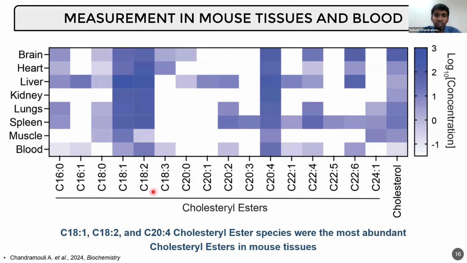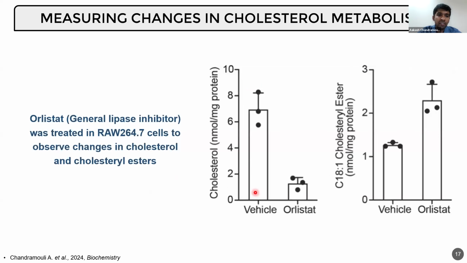So right now, we know that we have profiled the different species. We also wanted to confirm that our method is capable of identifying changes in cholesterol and cholesterol esters when metabolic changes occur. So for this, we basically used orlistat, which is a general lipase inhibitor, and this also is used as a commercial drug for treating obesity.